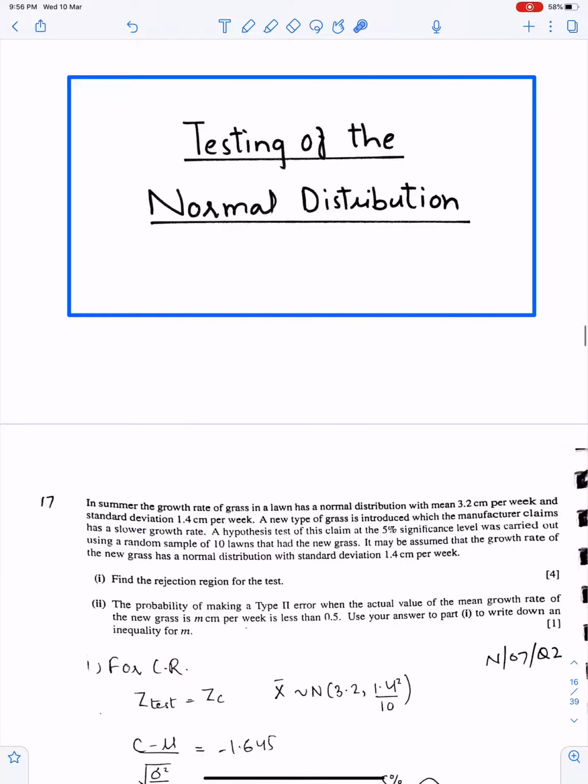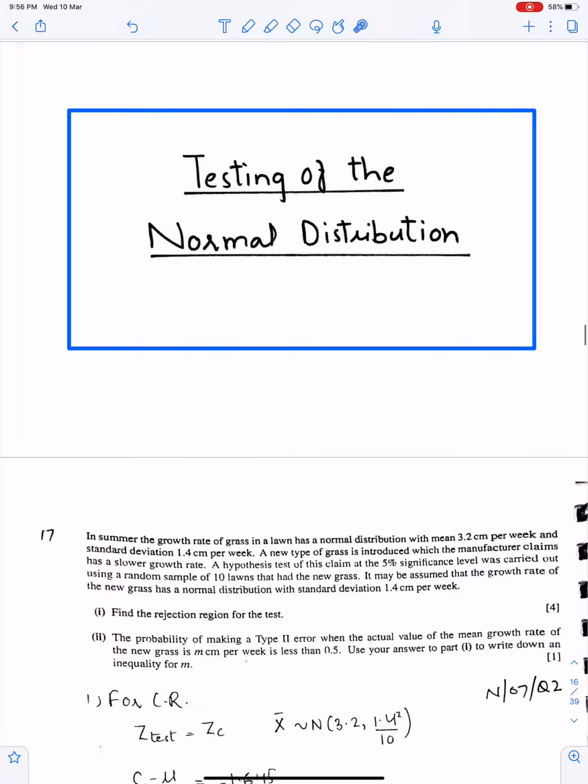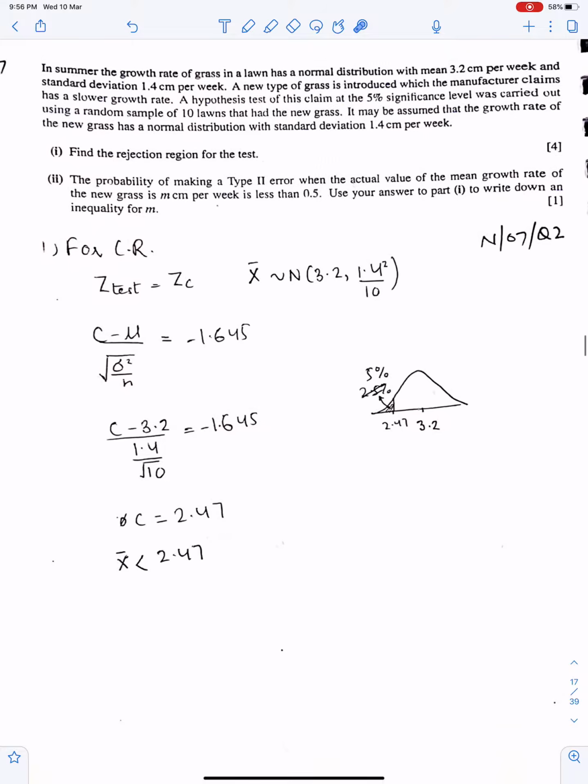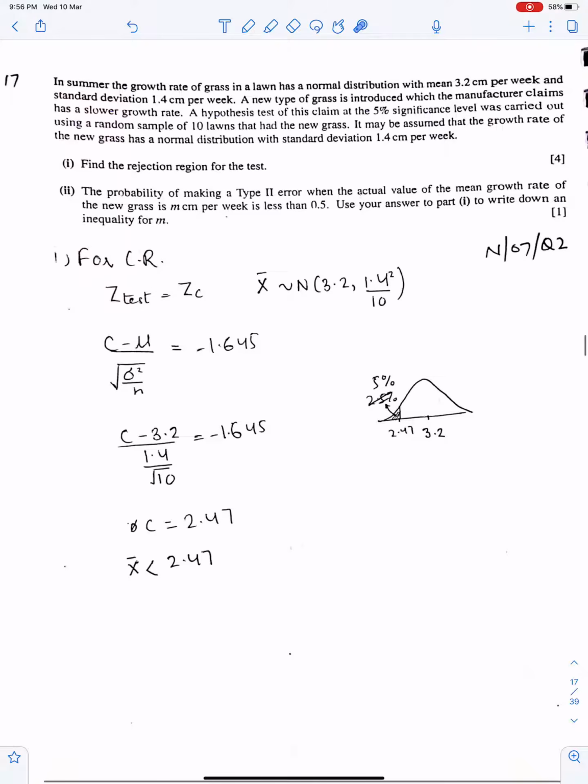Testing of the normal distribution. This is the next topic. We have done binomial and Poisson. Now we have to do normal distribution. For this, you must be good at sampling. And you must have watched my first lecture on this topic, testing. Always watch the concepts lecture first and then the questions lecture at the end.